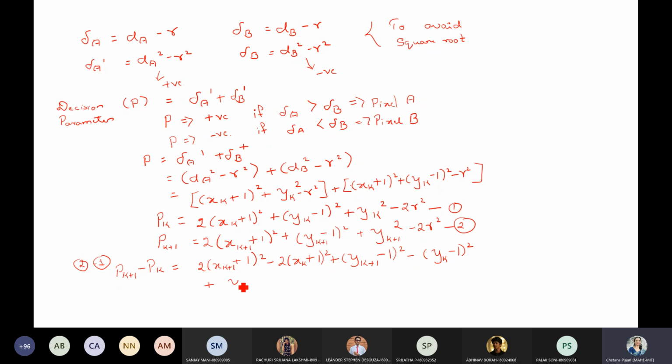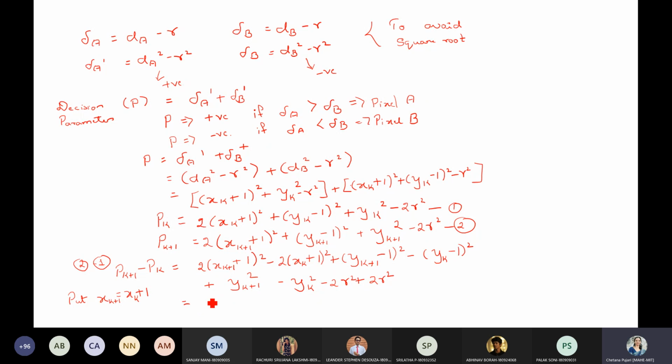plus (yk plus 1) whole square minus yk square minus 2r square plus 2r square. So this is the term after subtracting pk plus 1 minus pk, right? So now you can put xk plus 1, because we know that in a circle at every iteration your x value will be incremented. So we can directly write xk plus 1 as xk plus 1.